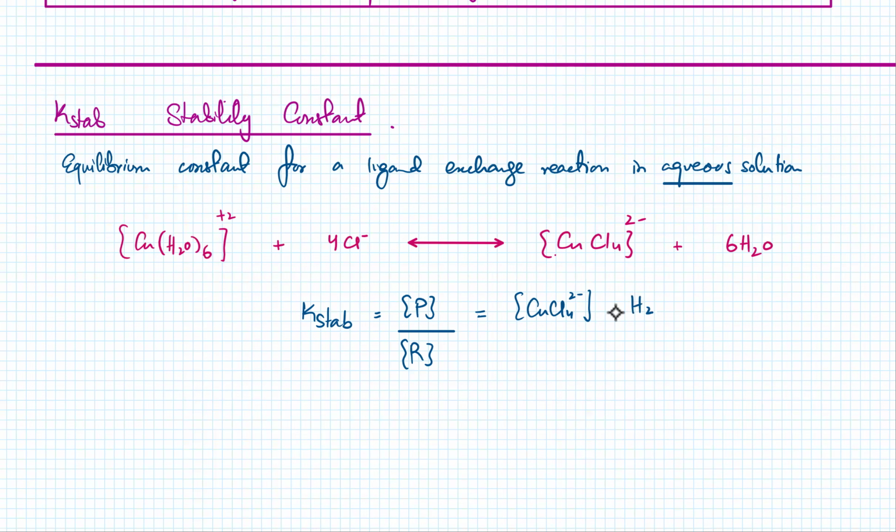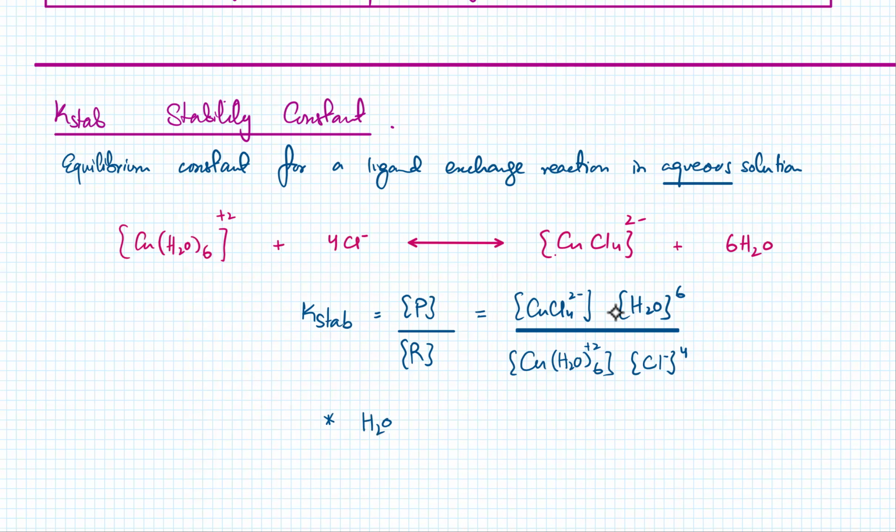So then it's the water concentration, that's going to be power 6, divided by your [Cu(H2O)6] concentration, that's 2 plus, and Cl minus concentration, that's going to be power 4. Okay, so is this clear that it's just the equilibrium constant for a ligand exchange reaction? Is that clear? Yes, sir.